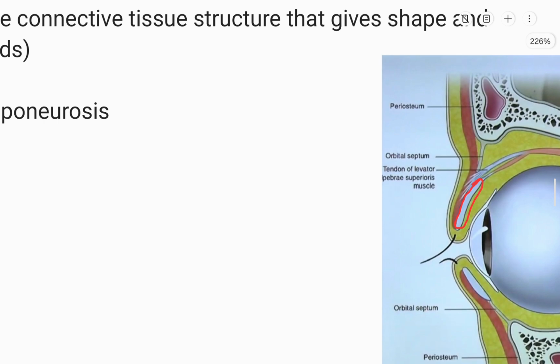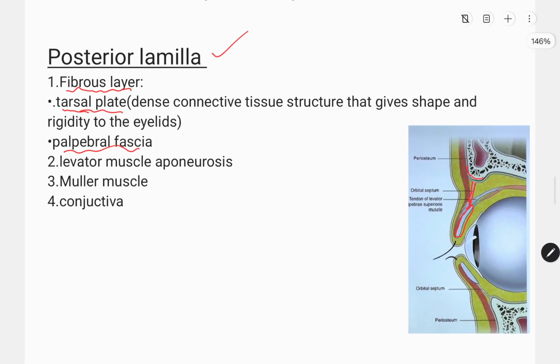Like orbital septum mainly. Orbital septum like this one. So orbital septum, this is our orbit. Periosteum of the orbit forms the orbital septum, and later on this will continue and connect with the tarsal plate. So one of the important functions of this orbital septum is that it separates the orbit from the eyelid.